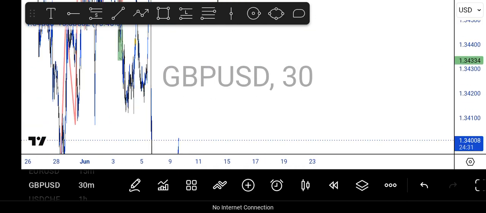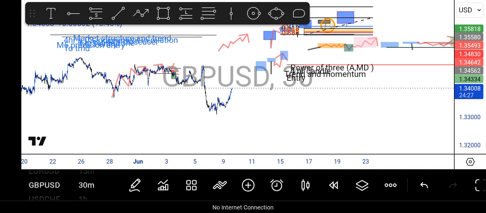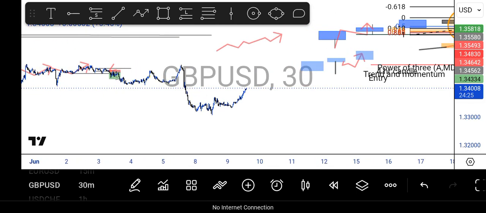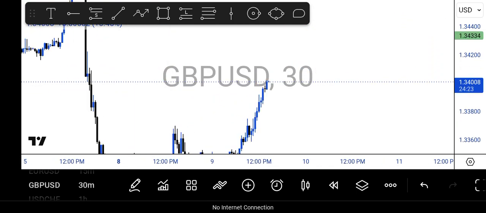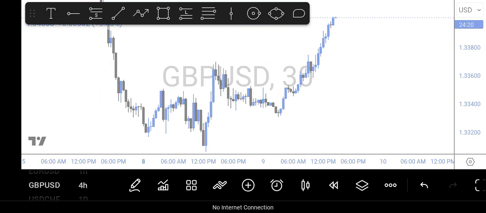And when I come to today's example, the trade was from yesterday. GBPUSD, the trade was from yesterday. So you start from 4-hour, look at the 4-hour power of 3 and combine it with trend and momentum. So what did I look for yesterday? What was I looking at yesterday?